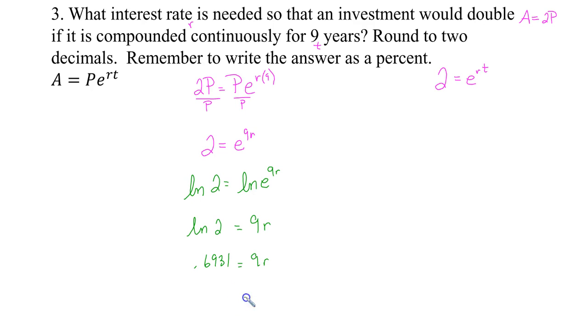I'm going to divide both sides by 9, and that is going to give me that R is 0.0770 with some other decimals. But since R is actually my interest rate, it says remember to write your answer as a percent. So we go the other direction, we multiply by 100, so the interest rate is 7.7%. Don't forget to change that back to a percent.